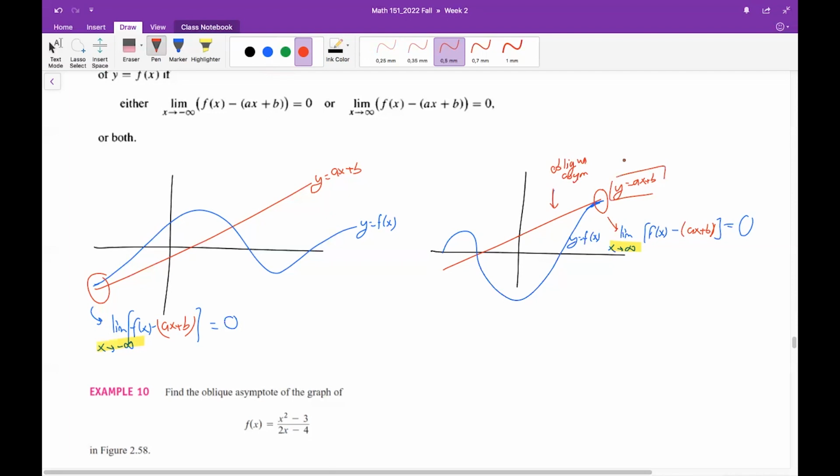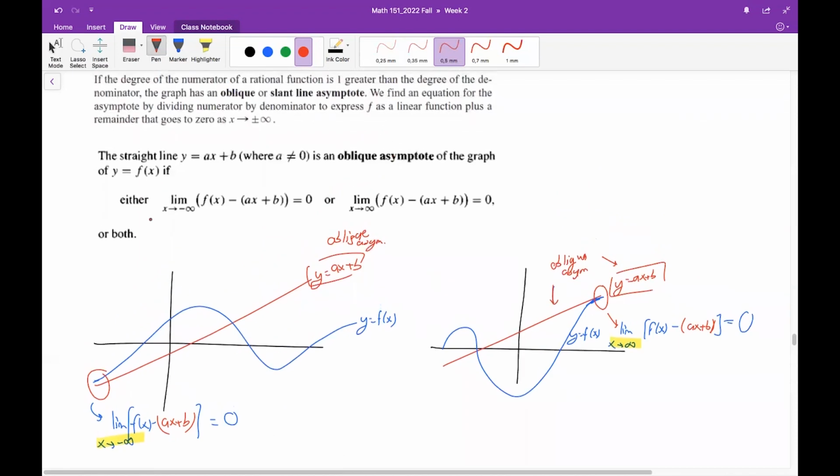Oblique asymptote, okay? If this kind of behavior happens, of course. So this is the oblique asymptote of the given function again. So I think we understand why the oblique asymptote is defined like this, because there is no difference around minus infinity or plus infinity between your function and this slanted line, y equals ax plus b line. Okay, so geometrically, the explanation is like this.